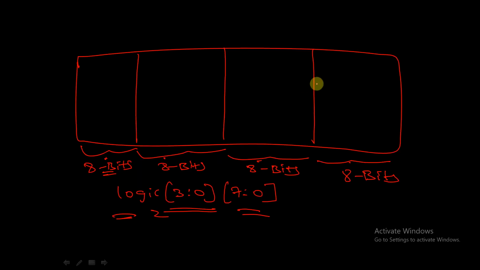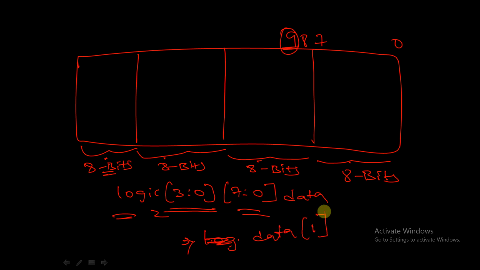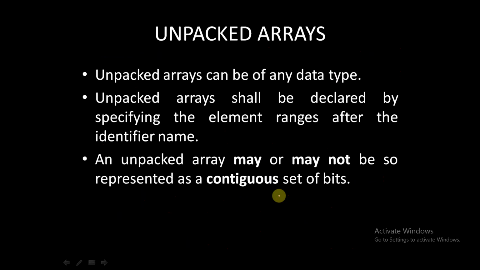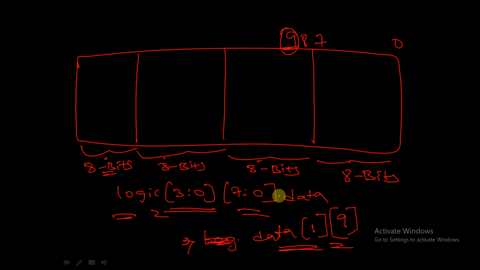Next. If you want to access, let's say, this element, index 8, 9, so if you want to access the ninth bit, you will simply write the name of the array, which is data. You will write data of 1, as it is in the first element, followed by index 9. So you will get that particular bit. This is how we can do bit slicing and access the data from a multi-dimensional packed array. So this is all about packed arrays. I hope this is clear, right?